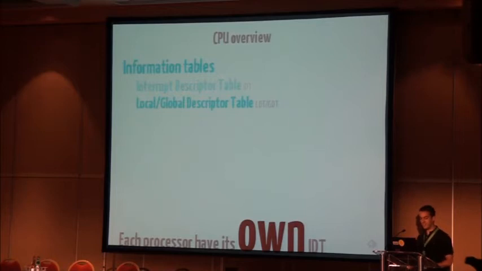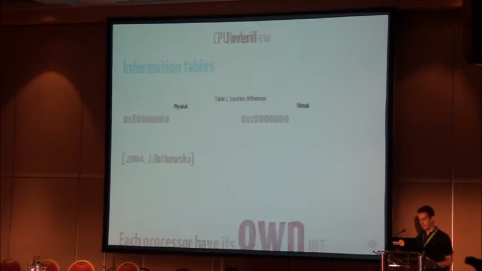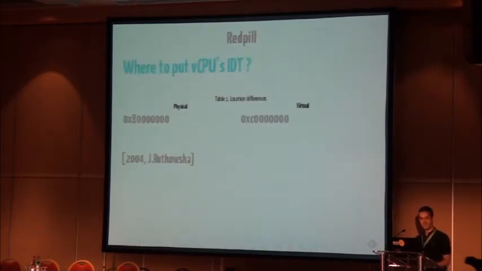You have the LDT and GDT, local and global descriptor tables. And the problem is that when you have virtual CPUs, you have multiple IDTs. Where to locate them in memory? This is what Joanna found 10 years ago with the Red Pill. I think you know it. I will go from 2004 to today during the slides. In fact, on a bare metal physical machine, when my IDT is around 0x80 for the MSB, I know that I'm on bare metal. If I am above 0xC0, I know that I'm being virtualized. So we will analyze this IDT address to see if it's still working today.